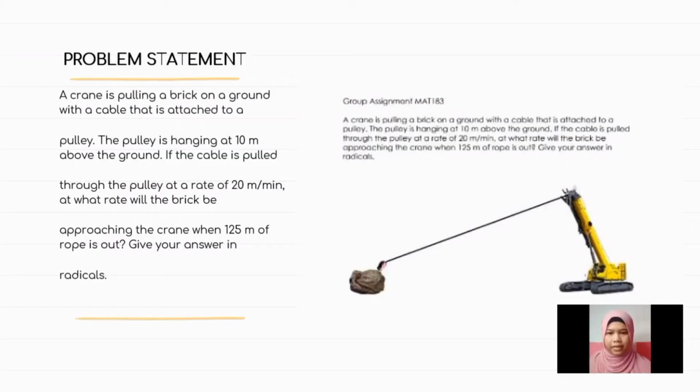This is the problem statement. Now I will read the problem statement. A crane is pulling a brake on the ground with a cable that is attached to a puller. The puller is hanging at 10 meters above the ground. If the cable is pulling through the puller at a rate of 20 meters per minute, at what rate will the brake wheel push the crane when 125 meters of rope is out? Give your answer in radical. So you can see here.